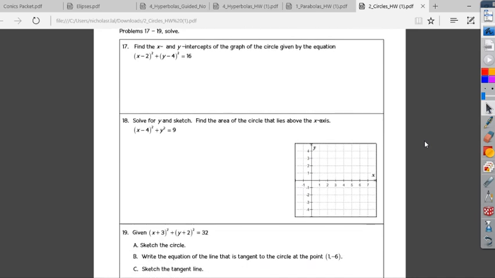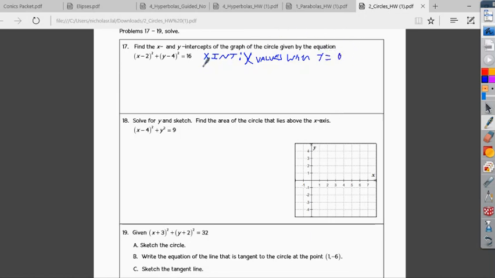For 17, 18, 19. All right. Find the x and y intercepts of the graph of the circle given by the equation. Now the x-intercepts, the x-intercept is your value when y equals 0. So x-intercept is going to be your x values when y equals 0.